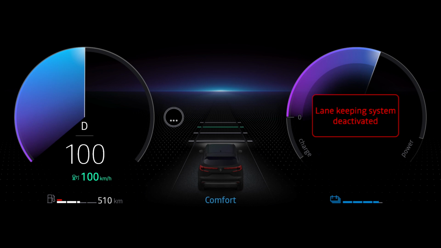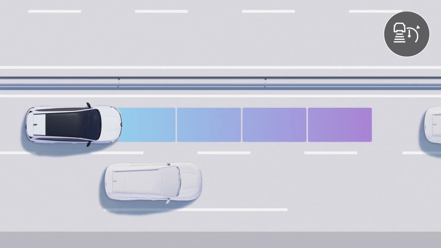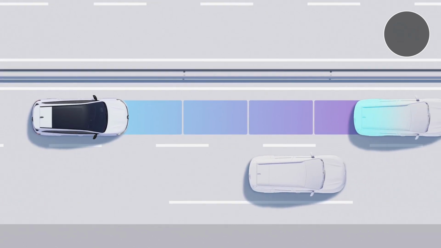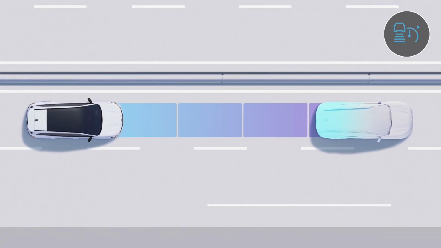Lane centering assist is then switched off. Please note that in this case, the stop and go adaptive cruise control continues to operate.